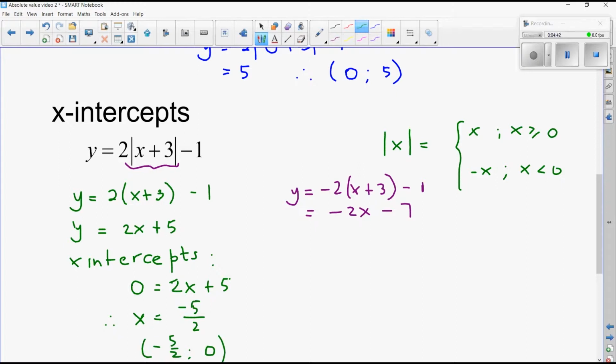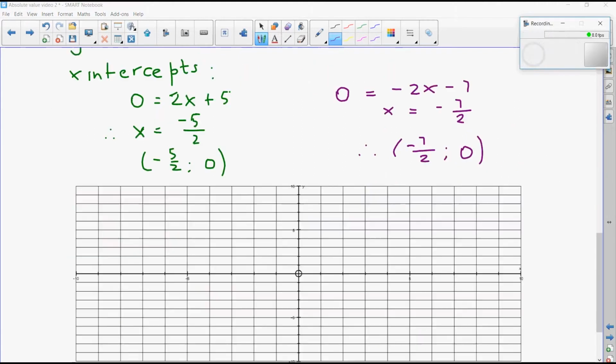I repeat the process with the second arm of my graph. So I let y equal 0. So 0 is going to be minus 2x minus 7. Here I have x equals minus 7 over 2, or negative 3.5. So therefore I have another x-intercept at negative 3.5, but I'm going to write it as (negative 7 over 2, 0). So we have found a number of points and we are now ready to plot the graph.